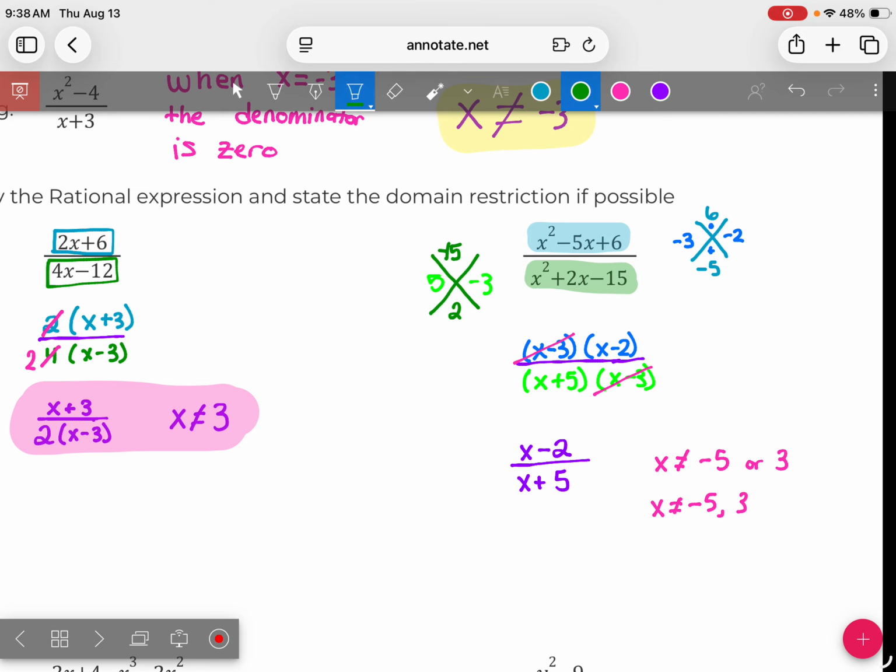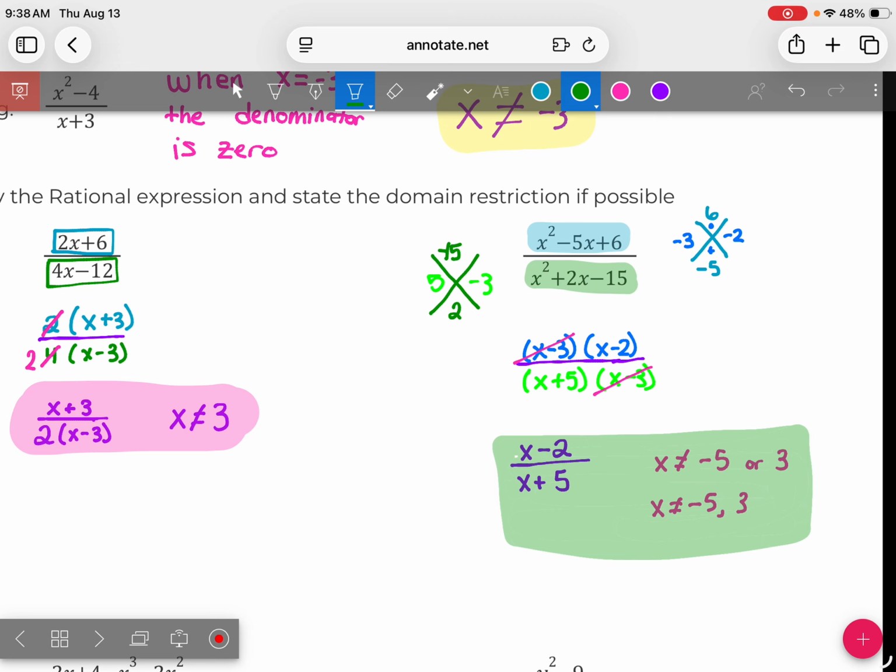And just highlighting our answer so we have it. This is our answer. And you don't have to have both of the restrictions, just one. So you can list them separately, you can put two sets, x can equal negative 5, x can equal 3, or you can just put them next to each other with a comma. I don't care. I won't be petty about that.